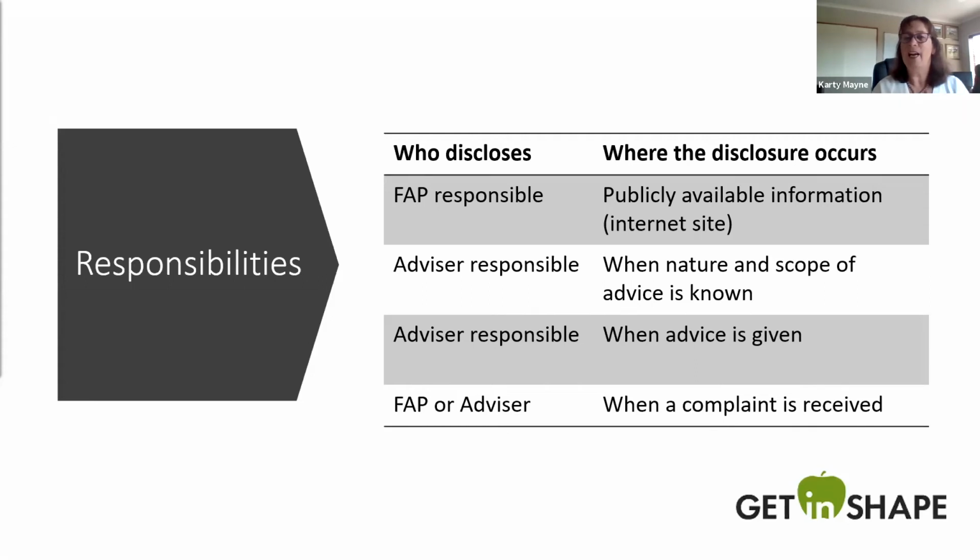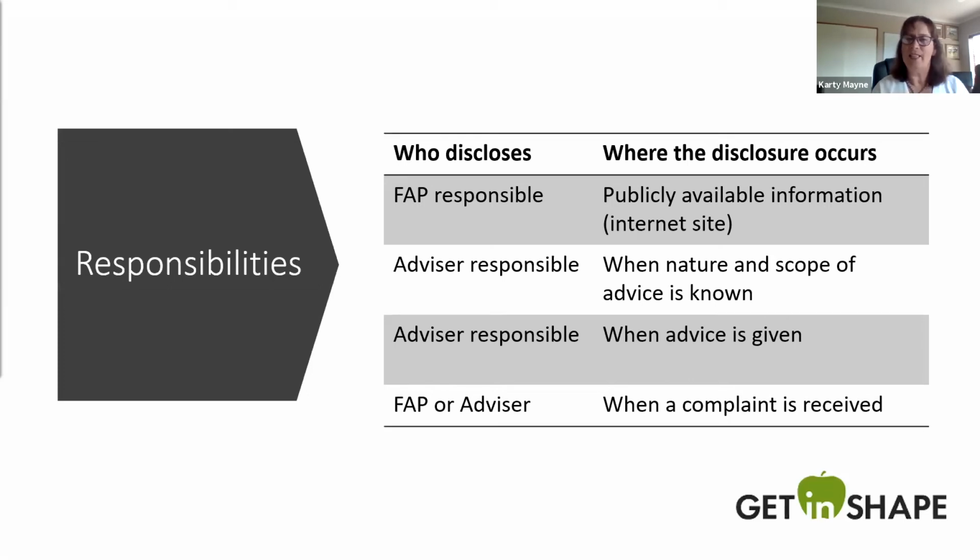The advisor is responsible for more disclosure, and this becomes more personal to them and their situation when the nature and scope of the advice is known. So that's really that first time that you're really involved with the client, and you're providing them enough information for them to decide whether or not to engage you as their financial advisor and to do business with you. So that's why the disclosures are made at that stage.